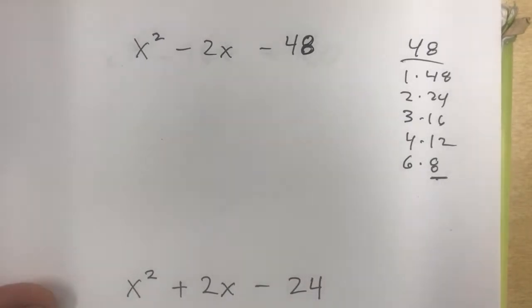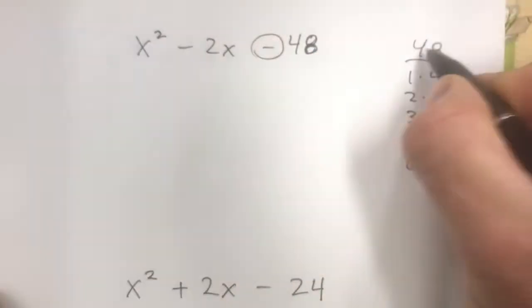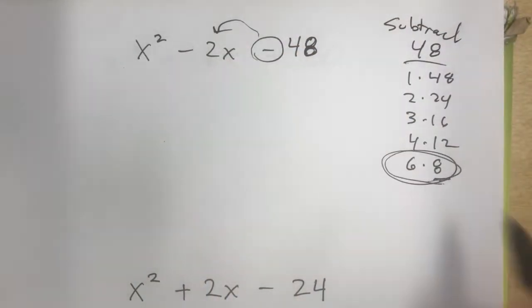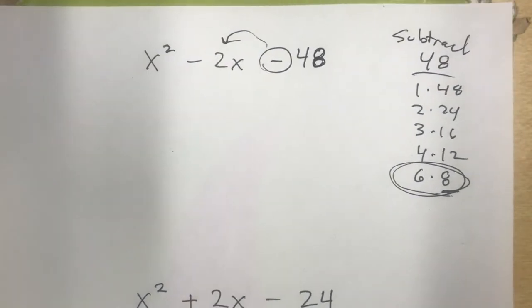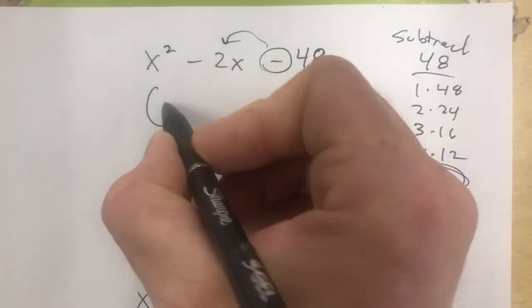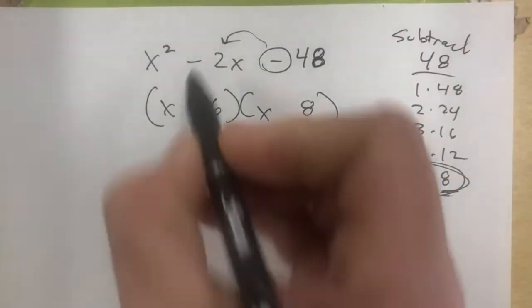Okay? Now again, we're going to subtract here. This last sign's a minus, so I've got to subtract, and they should equal 2. Well, it's right there, 6 and 8. 6 and 8 subtract and equal 2. All right, so that's my two numbers, 6 and 8. So I've got an x and a 6. I've got an x and an 8. Now I put my signs in.